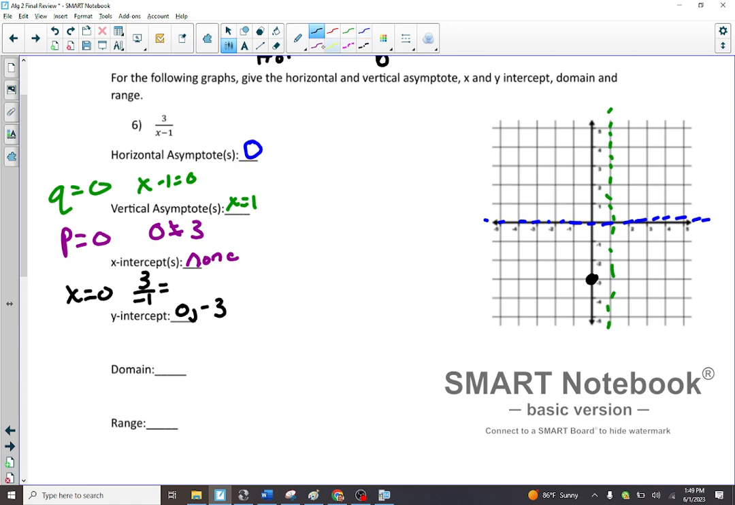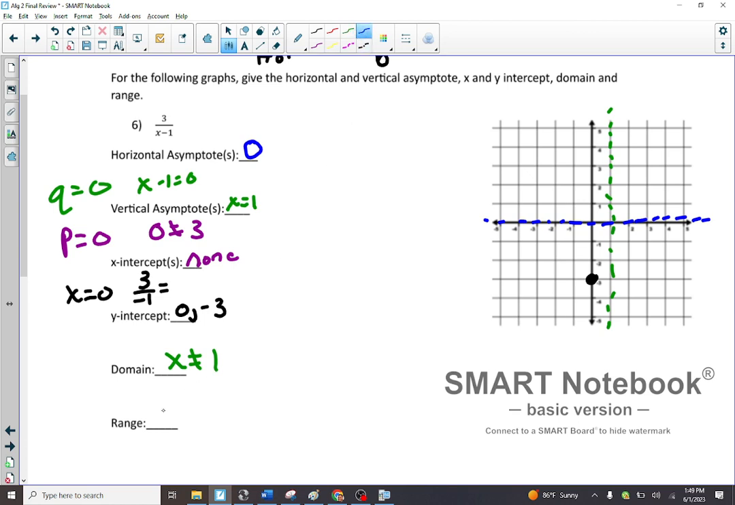The domain is basically where your vertical asymptotes aren't. So in this case, x values do not equal my vertical asymptote, which is 1. Let me color code it correctly though. So it's based off the vertical asymptote. So x does not equal 1.